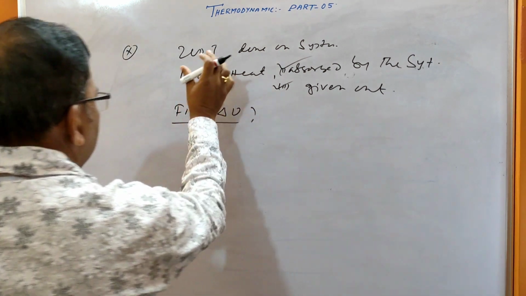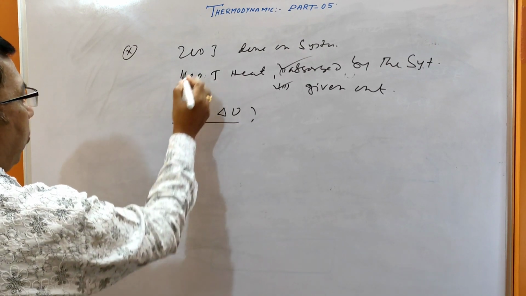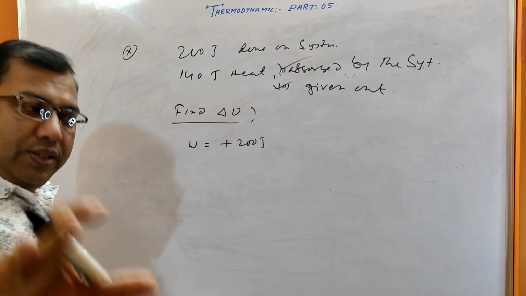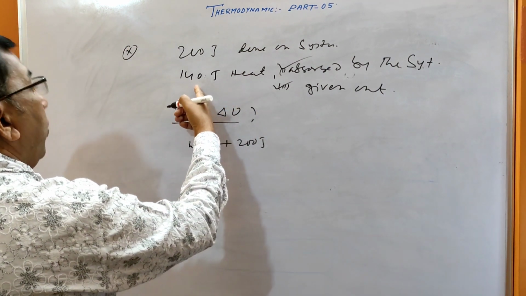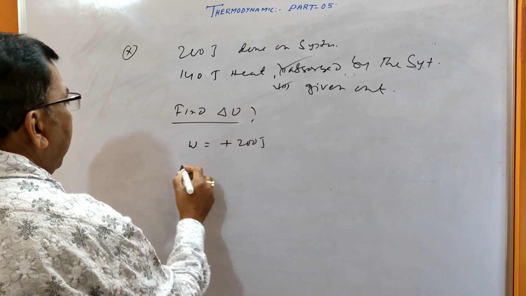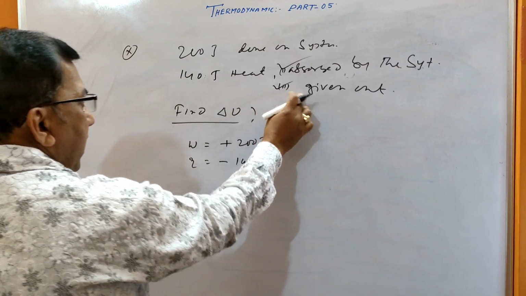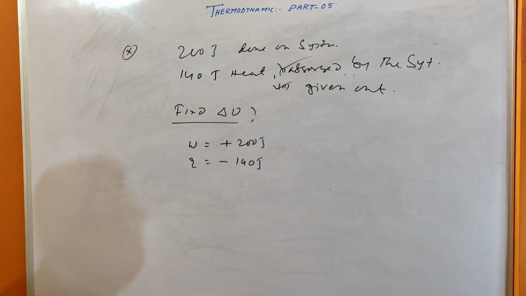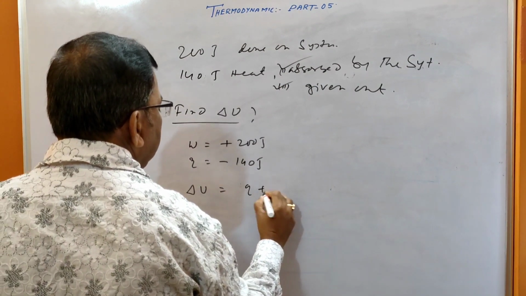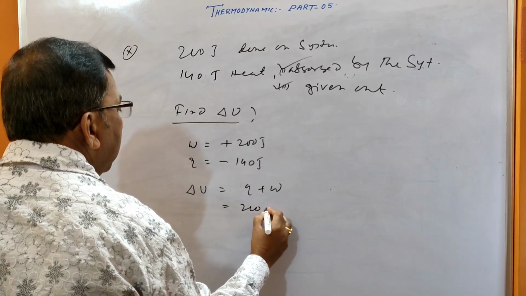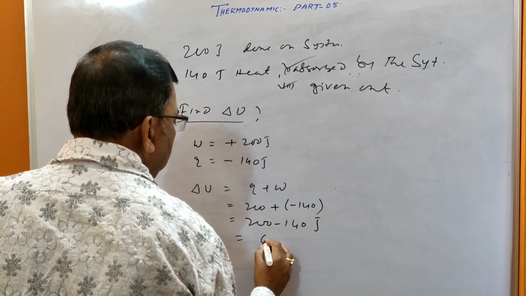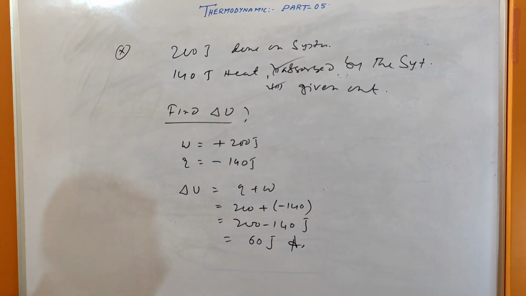In the second case, what is the condition? W is plus or minus. Work done on the system will be plus, so W equals plus 200. If heat is absorbed it will be plus, if given out it will be minus. Here heat is given out, so Q equals minus 140 joule. In the first law of thermodynamics, delta U equals Q plus W, so 200 minus 140 equals 60 joule. Is the answer clear?